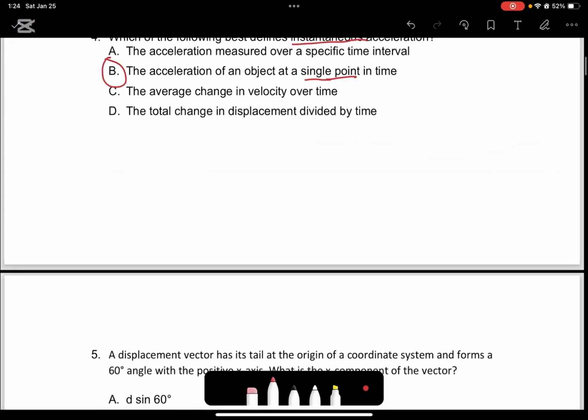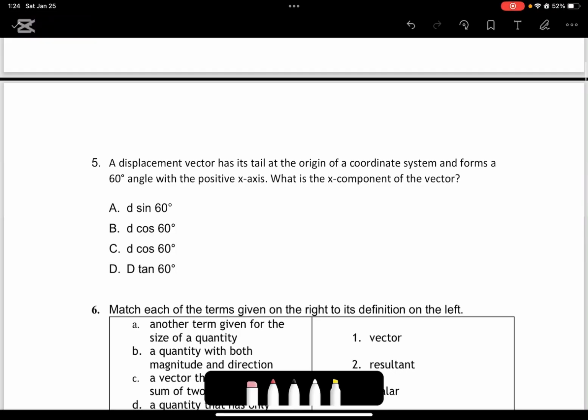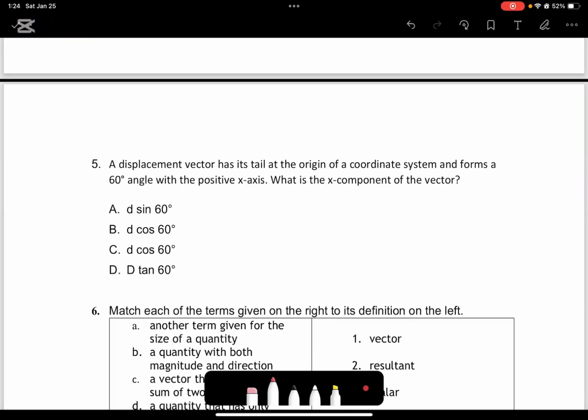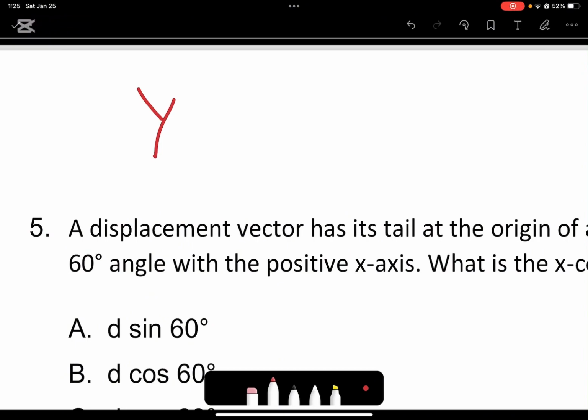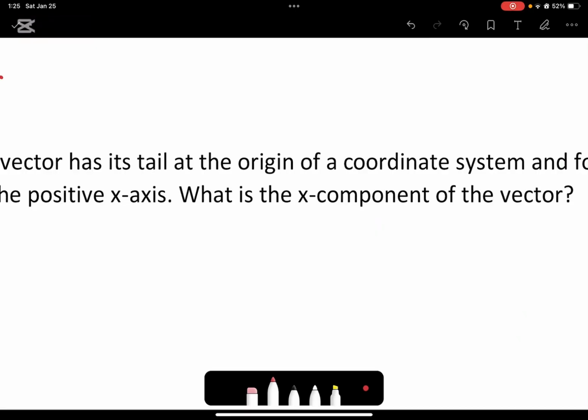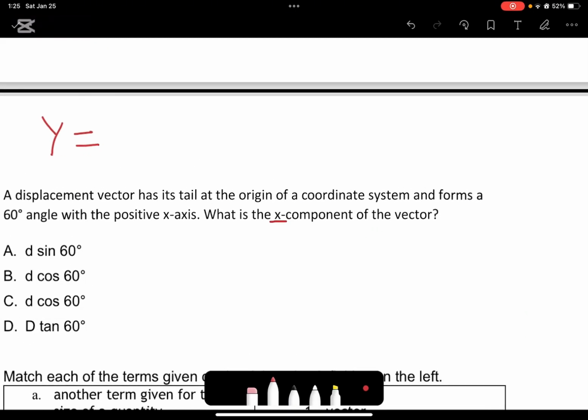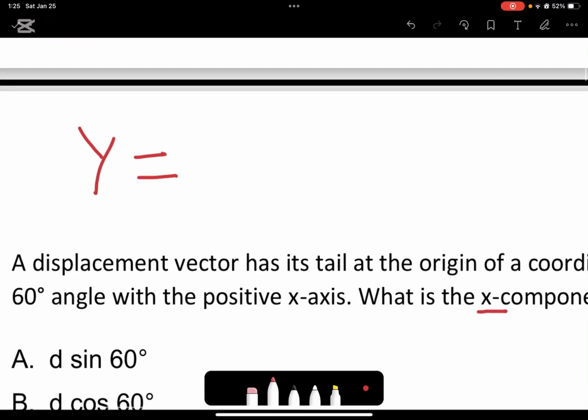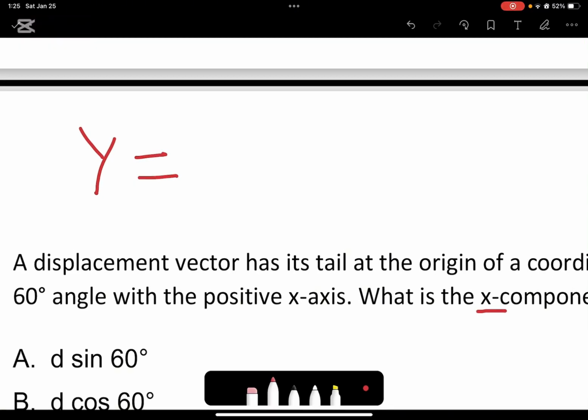Alright, let's go down. So here, look, a displacement vector has its tail at the origin of a coordinate system and forms a 60-degree angle with the positive x-axis. What is the x component of the vector? Let me give you some examples. If instead of x it said y, we would go with, let me remember.